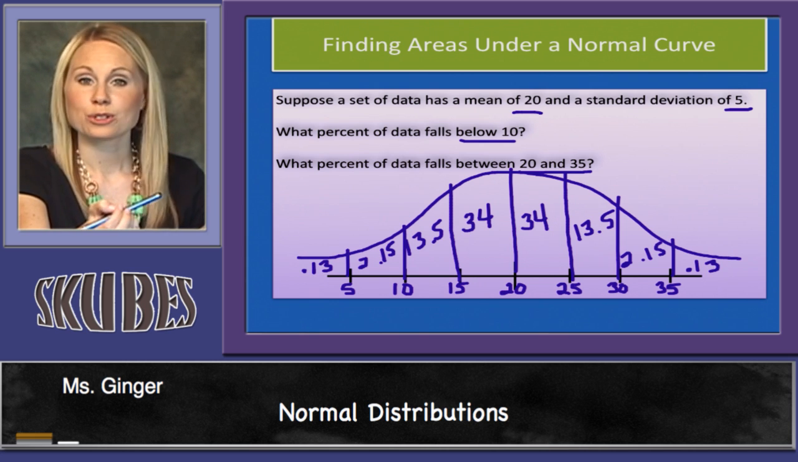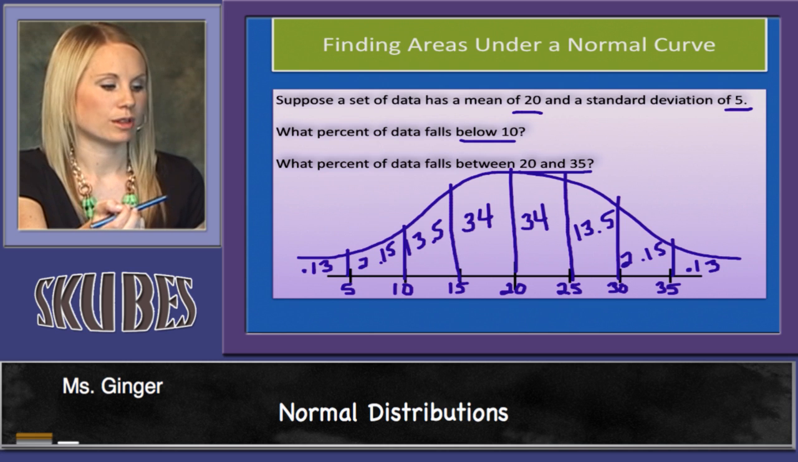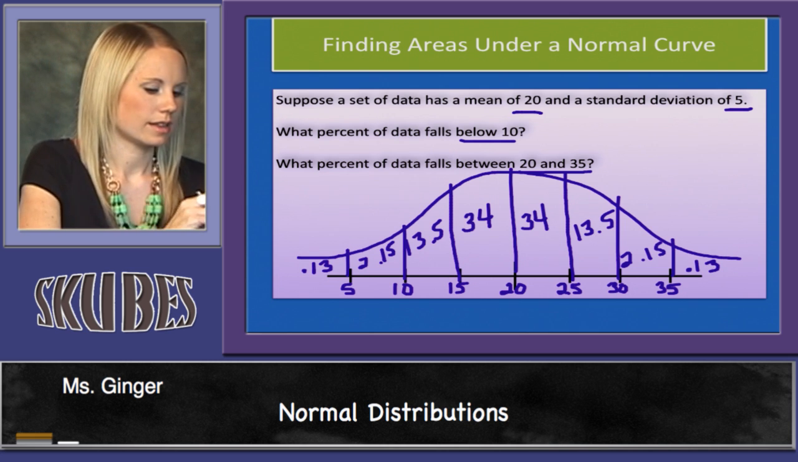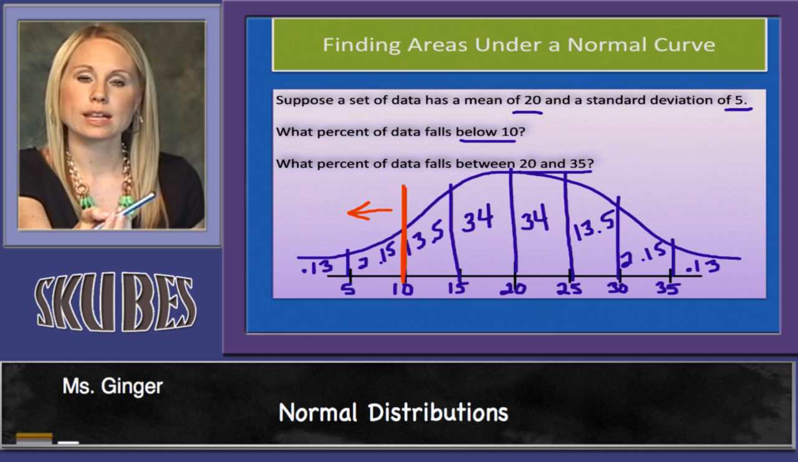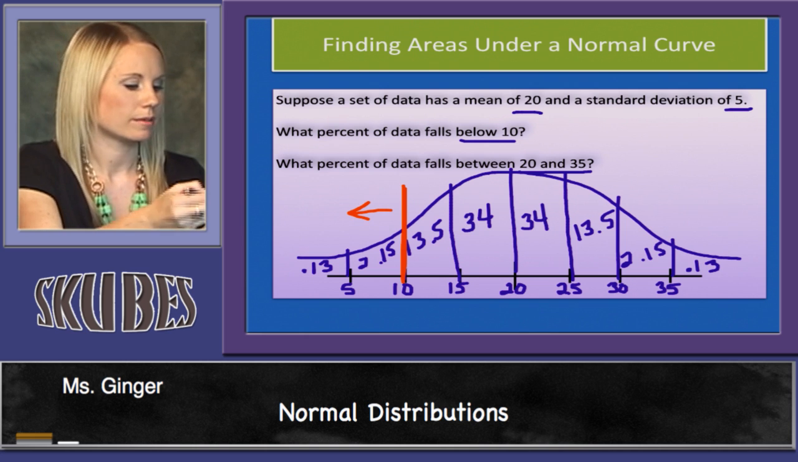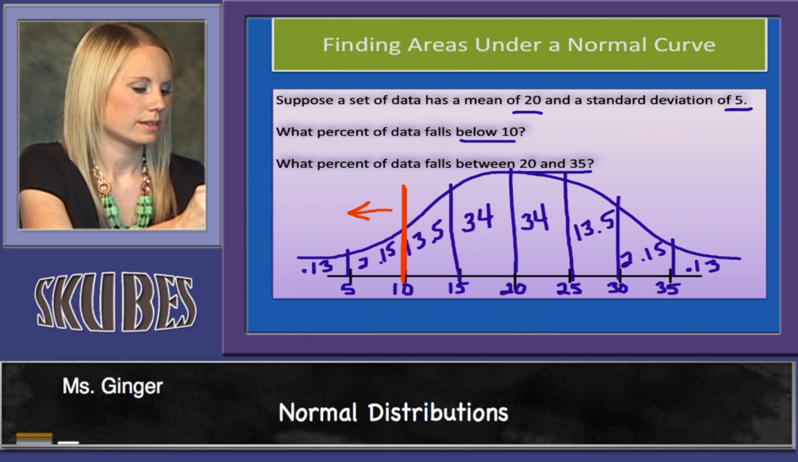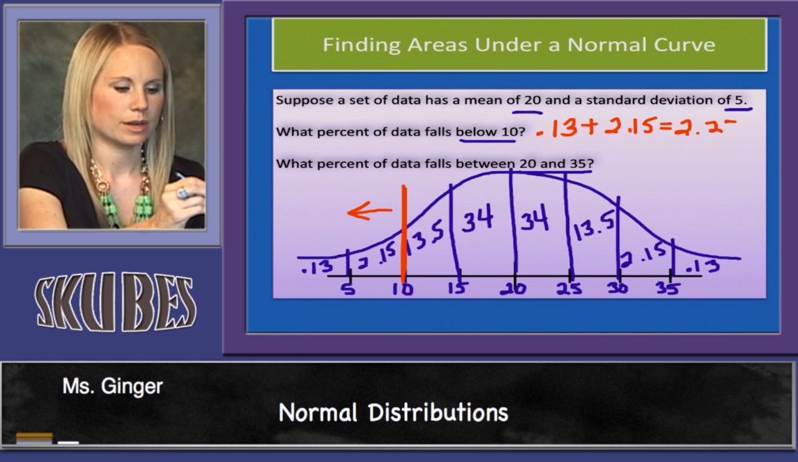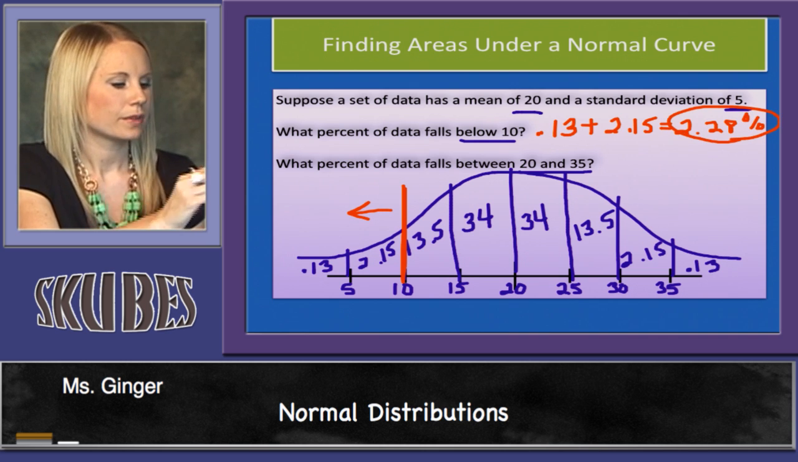All right, so first question was, what percentage of data is going to fall below our value of 10? So let's find that area here. So here's our 10. So we're looking below that. So all we have to do now is add up the percentages that occur below 10. So we're going to add up 0.13% plus 2.15% and get roughly 2.28%. Okay. So we've answered that one.